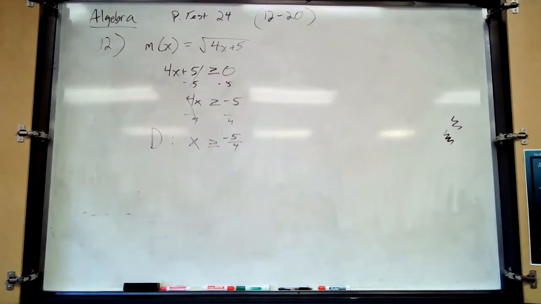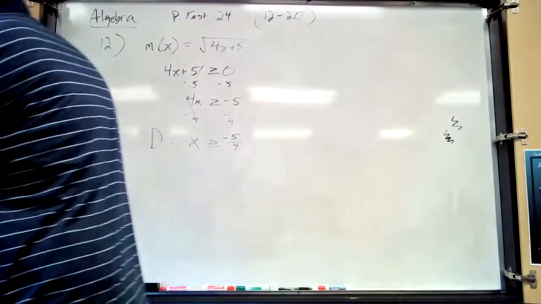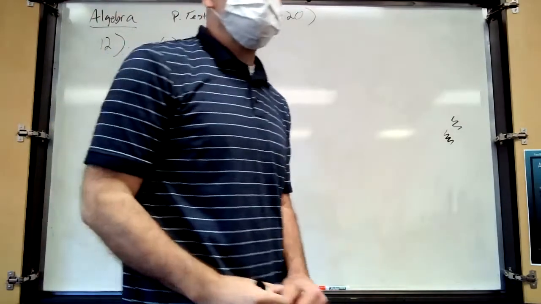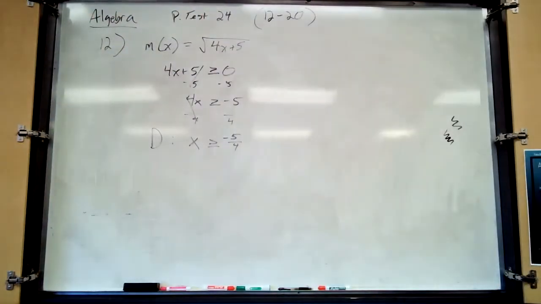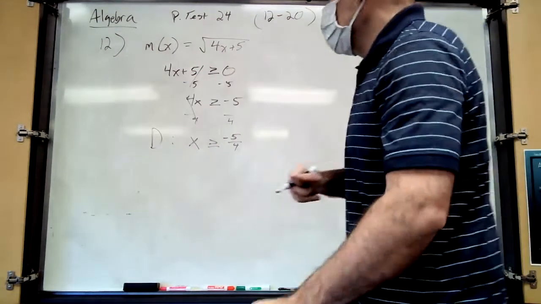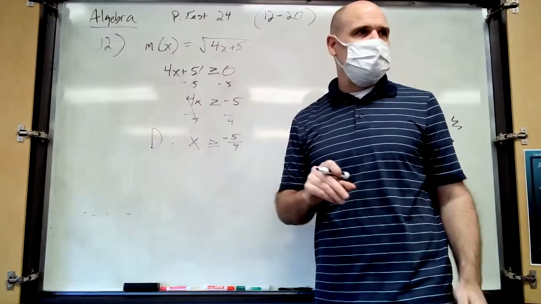Okay, so does that make sense for number 12? So you're just trying to find out what's going to break it. Now, the answer is not anything that'll make a negative. The domain is asking what you're allowed to put into it. So make sure you don't reverse that question. If you said x is not less than negative 5/4, I'll take that because that means the same thing. But don't tell me what it can't be, tell me what it can be, okay?